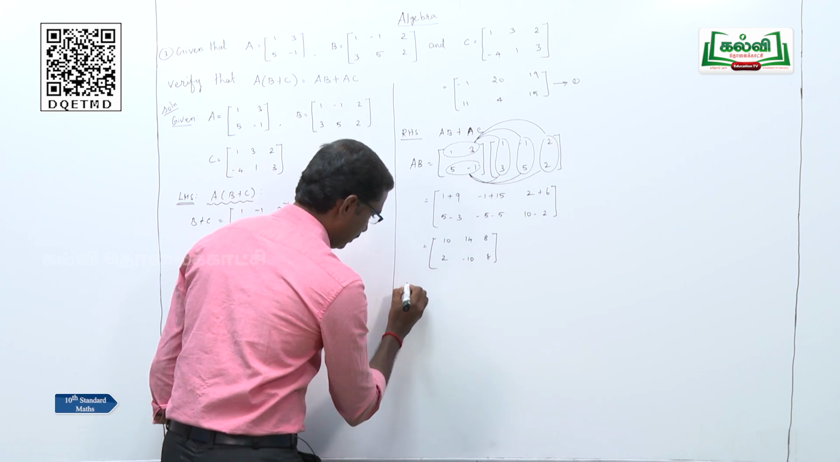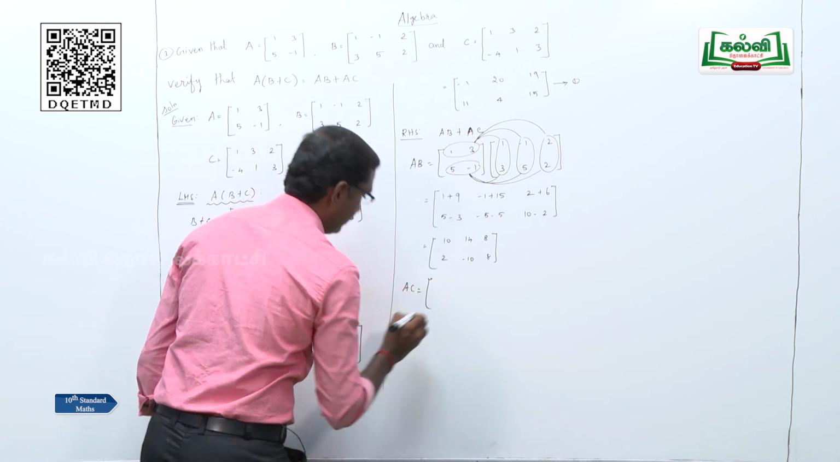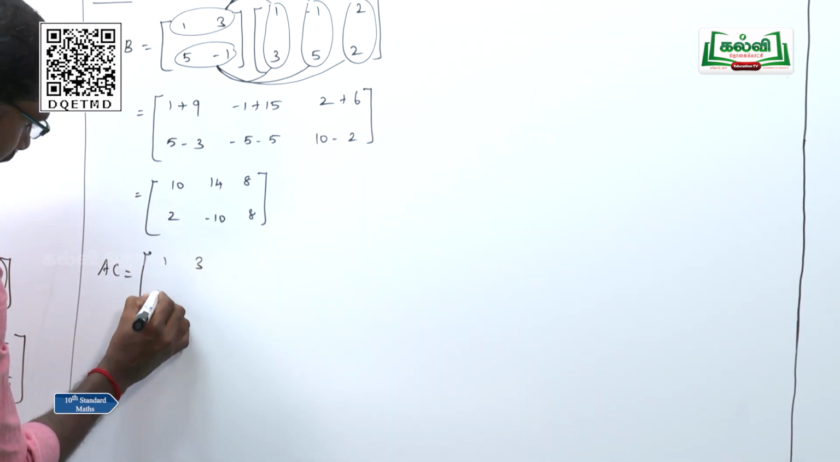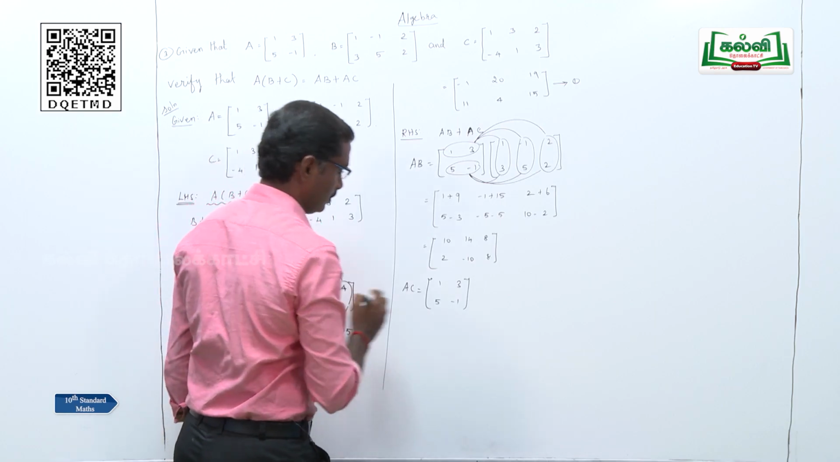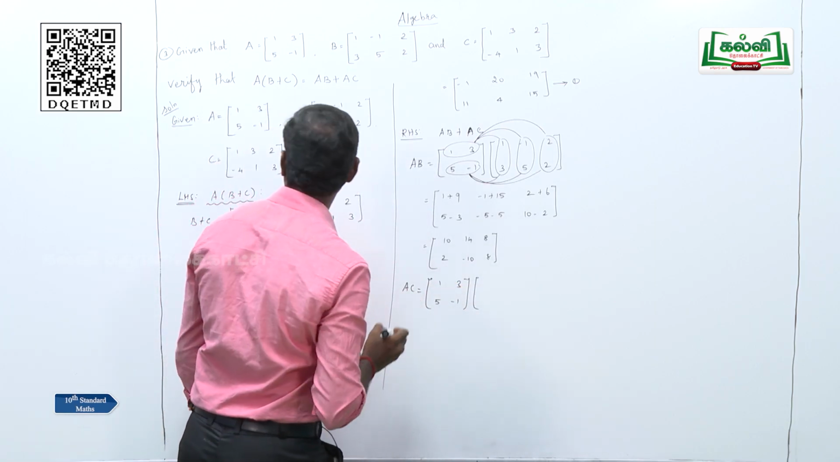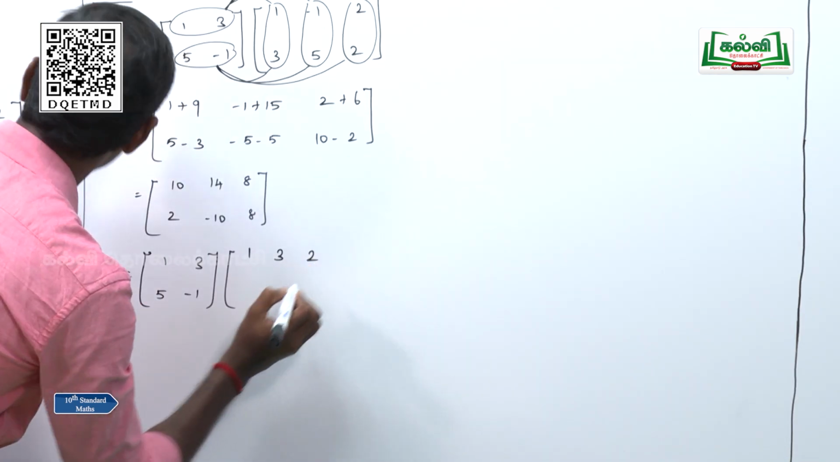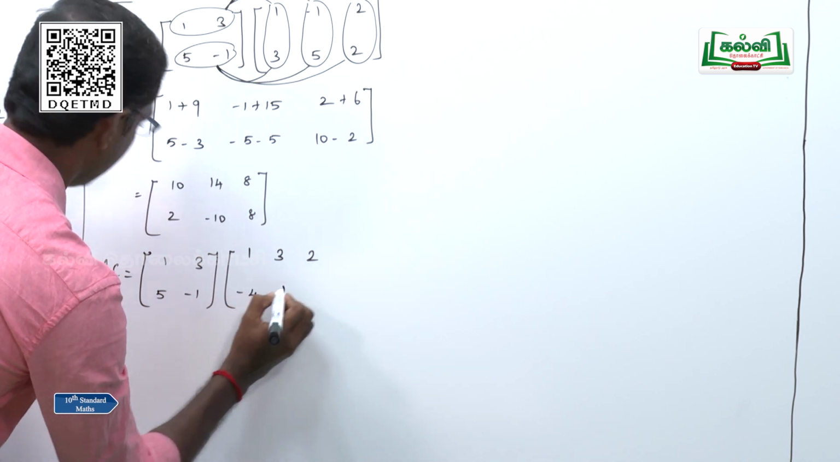Next we have to find AC. Write A matrix: 1 3 5 minus 1. Next, the C matrix, elements of C matrix: 1 3 2, minus 4 1 3.